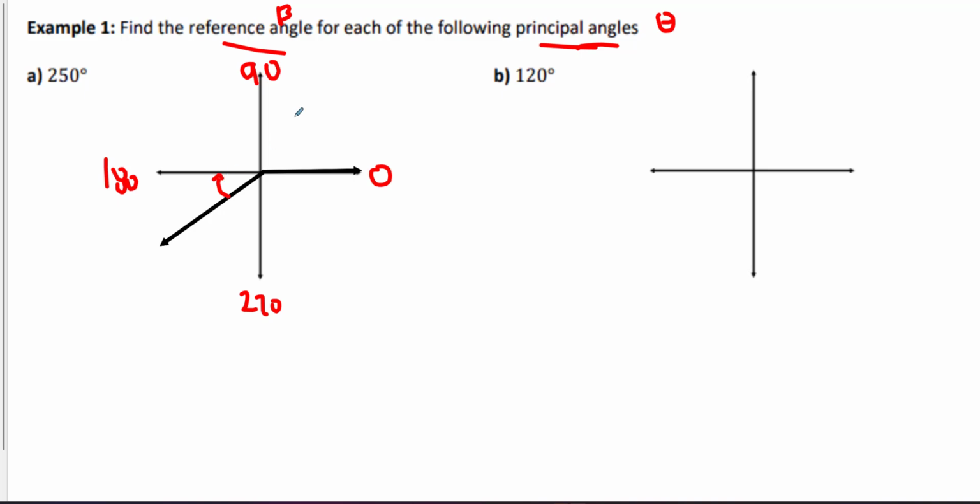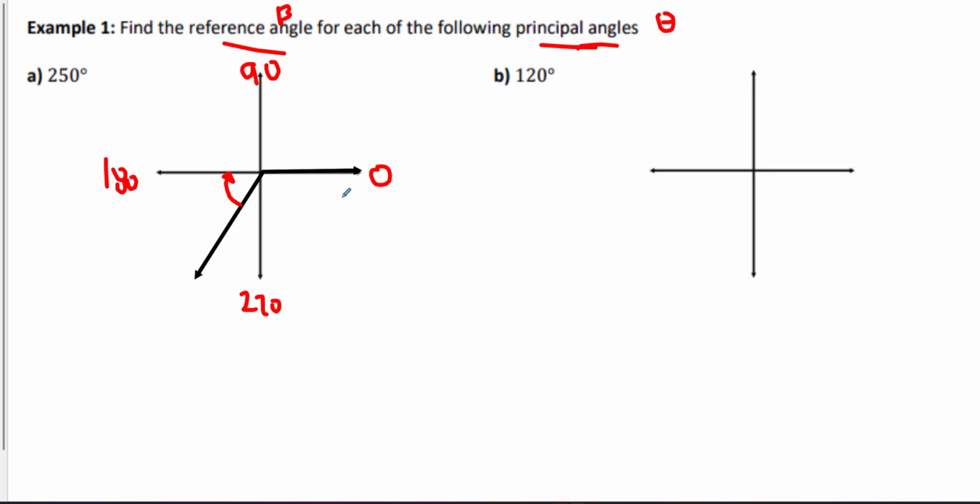And where students make a mistake is sometimes, since the terminal arm is so close to the y-axis, they think that, oh, you know what? I'll just take the angle from here to here. That is the most incorrect thing you could do. I guarantee you some students are going to do this, but that is the most incorrect thing you can do. Please do not do that. That is absolutely wrong. The only right way is to always take it from the terminal arm to the x-axis. And that is your beta.